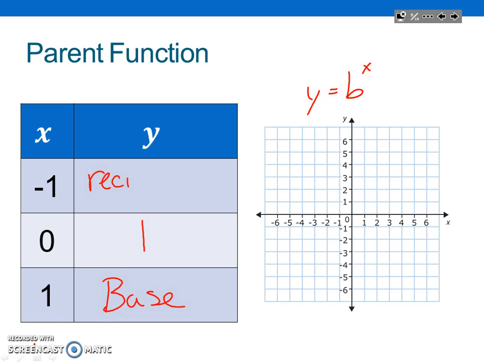-1 is going to be the reciprocal of your base, because a negative exponent causes it to flip. Okay? Next video, we're going to continue talking about this.